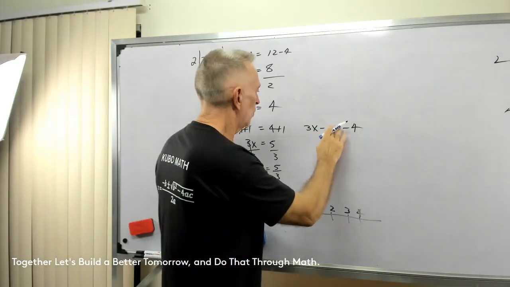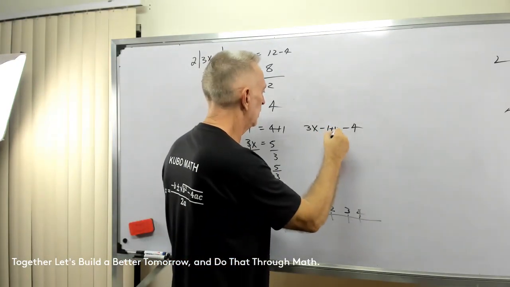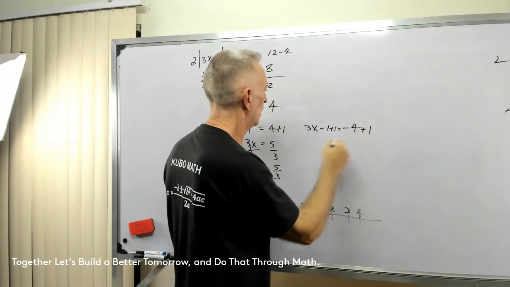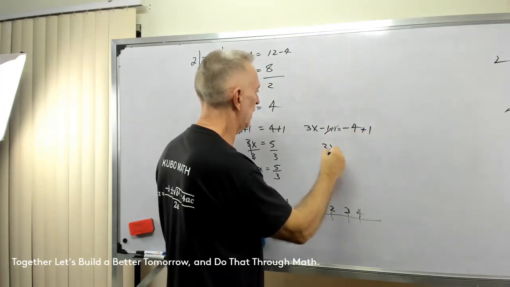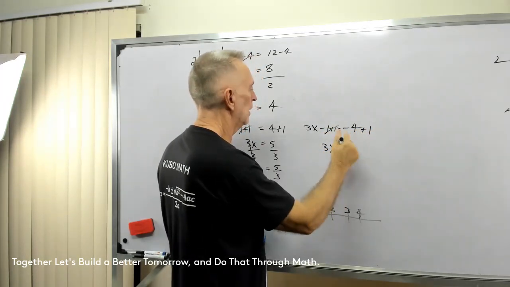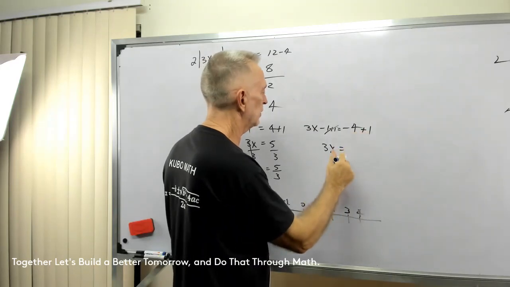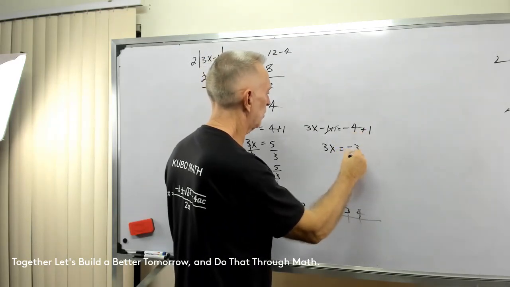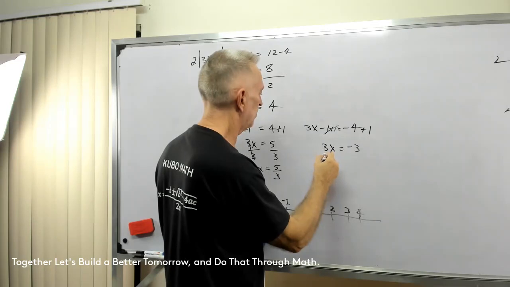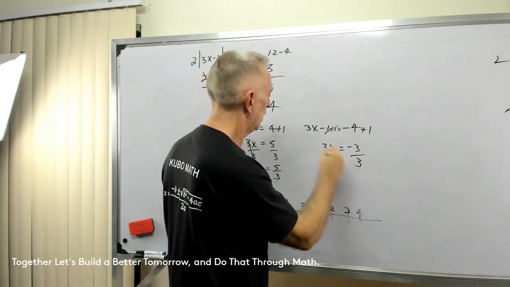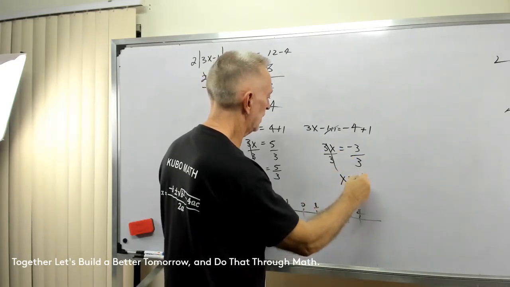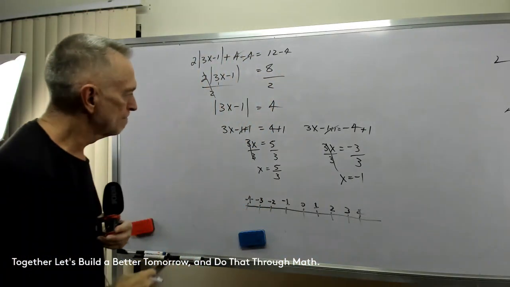Okay, let's add 1 to both sides here. These cancel, so 3x equals a negative plus a positive, negative 3. So divide both sides by 3. X equals negative 1. Okay?